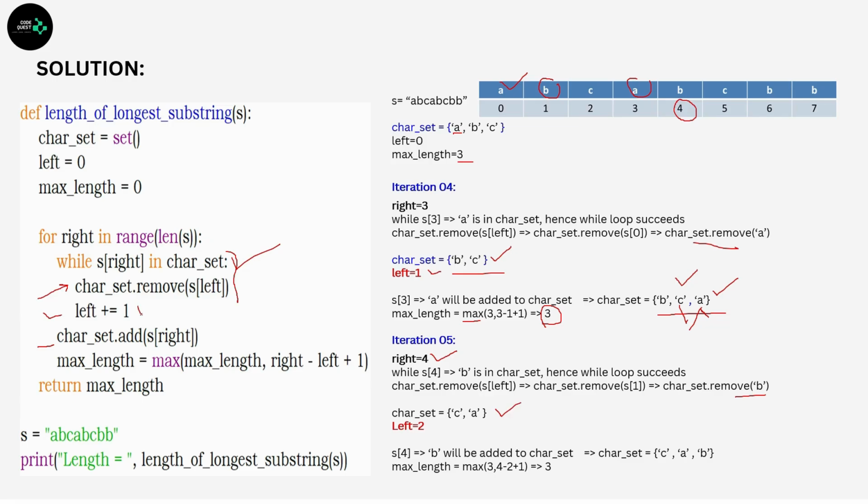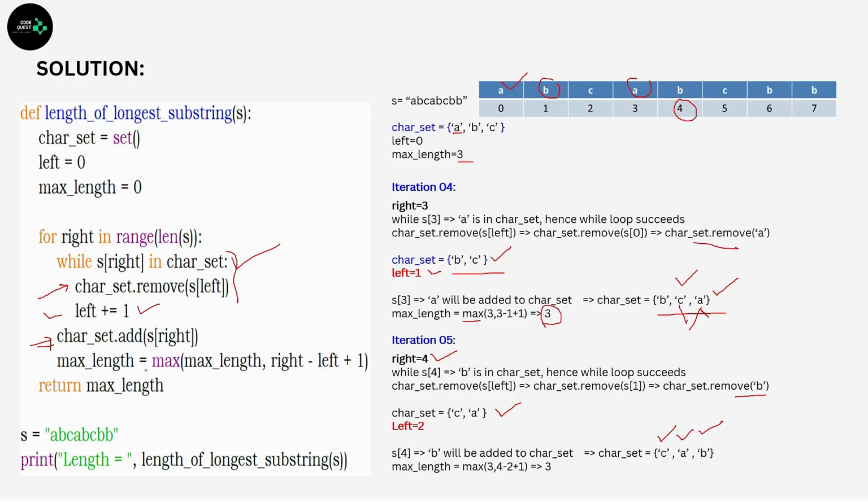As a result, the elements left in the set are C and A. And the very next line, what does it do? It is going to update the left with 2. Now, when we come down to this line where we are going to add S of right. So S of right means S of 4. S of 4 is what? B. So B will be added to the set. As a result, the set is now updated with C, A and B.